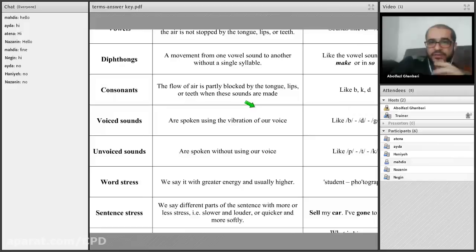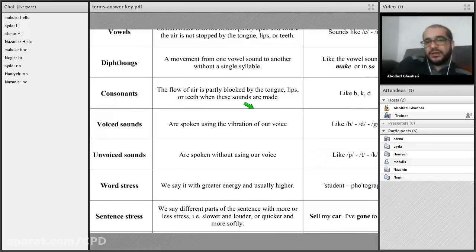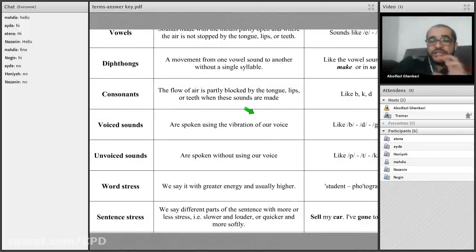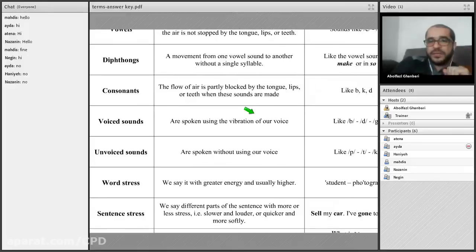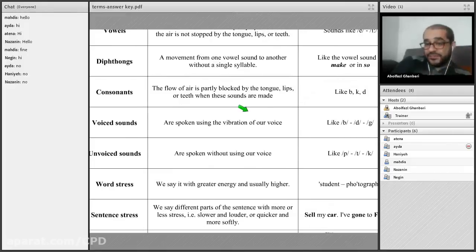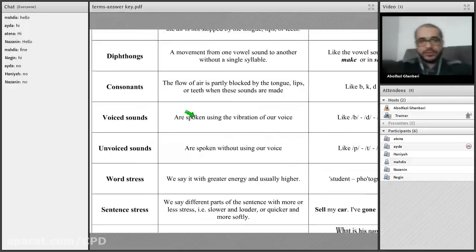We have diphthong. The diphthong is the movement from one vowel to another vowel. And again, we can say a combination of two sounds is a diphthong. Like make. There are two sounds here. From a, we move to i. Or sow. From a, we move to o. So it is a diphthong.